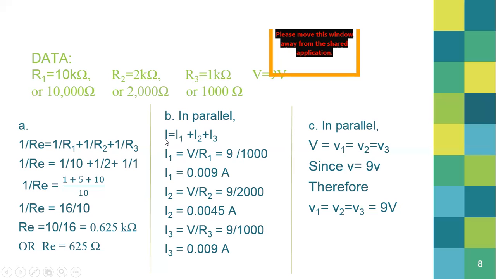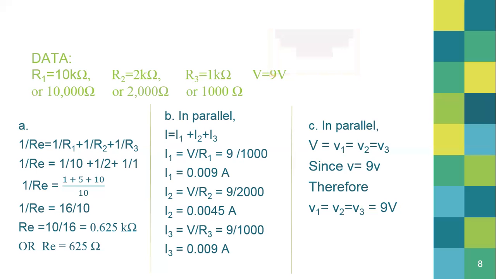So I1 plus I2 plus I3 is equal to I. First you have to find I1. I1 is equal to V upon R1. The value of V is 9 upon 1000, which is 0.009 ampere. Then I2, same method, V upon R2, 9 upon 2000, 0.0045 ampere.